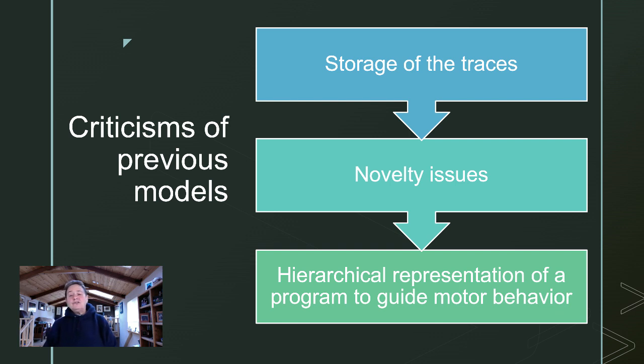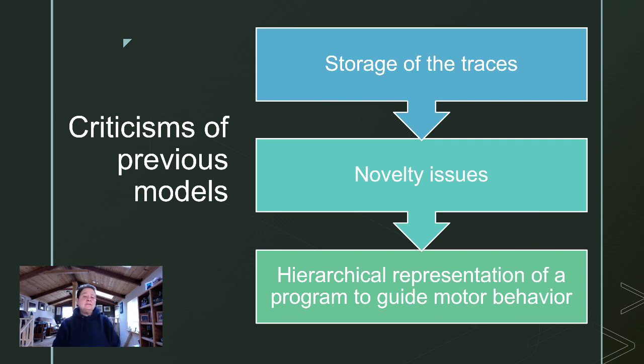So Schmidt actually had some criticisms of the model presented by Adams. In other words, he argued that a trace theory requires very specific representations of each movement that we do, including all of its variations of movement. So in other words, where might all of these traces be stored?